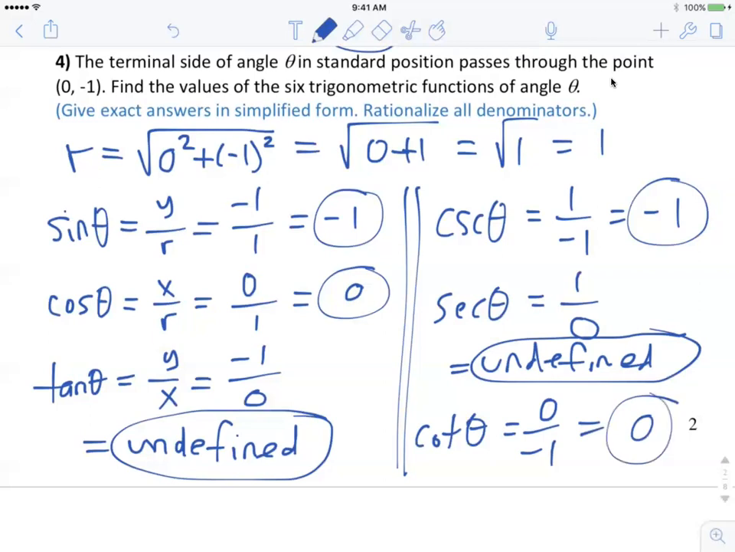Okay, and that's it. All right, so those are the 6 trig functions, starting just to get used to those definitions, writing the ratios based off of a point. And then we'll stop there. We'll do some more in the next video.